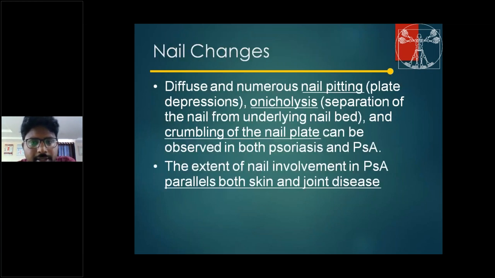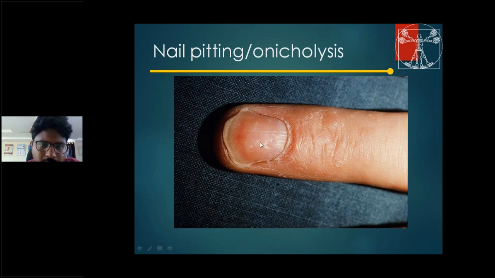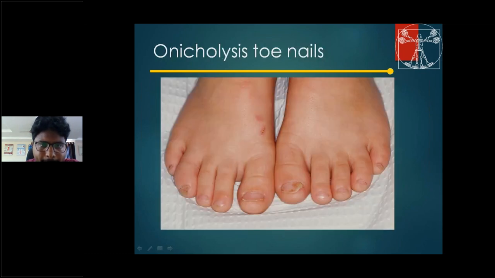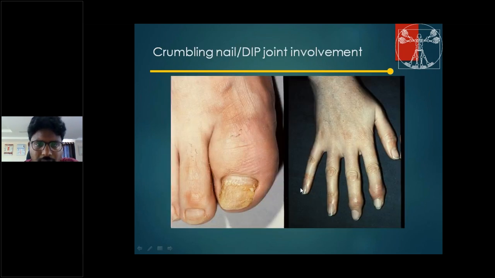The nail changes can be seen, like nail pitting, onycholysis. You can see here there is pitting of the nail. You can see the pits in the nail. There is onycholysis. The nail bed is degenerated. Toenails, you can see here there is loss of the tip of the nails, that is called onycholysis. Or you can see the DIP, sausage digits, distal interphalangeal joint involvement.